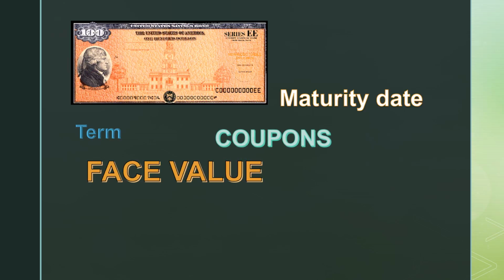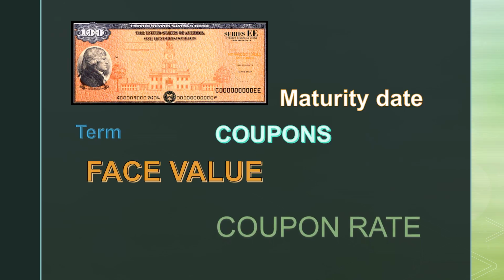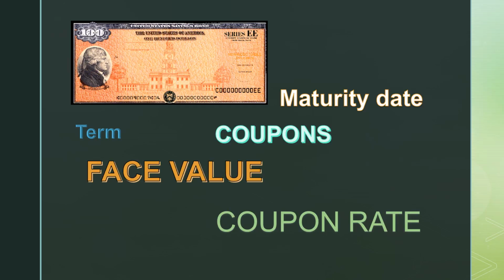Face value is the amount of the bond used to compute its interest payments. The face value of a bond is generally due at the bond's maturity date. Coupons are the promised interest payments of the bond, paid periodically until the maturity date. And the coupon rate determines the amount of each coupon payment of the bond.